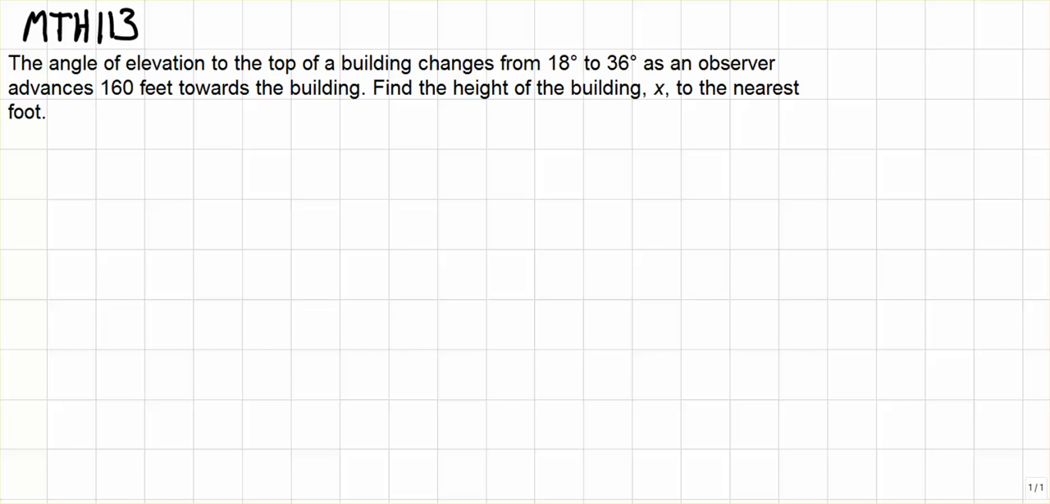The angle of elevation to the top of a building changes from 18 degrees to 36 degrees as an observer advances 160 feet towards the building. Find the height of the building x to the nearest foot.